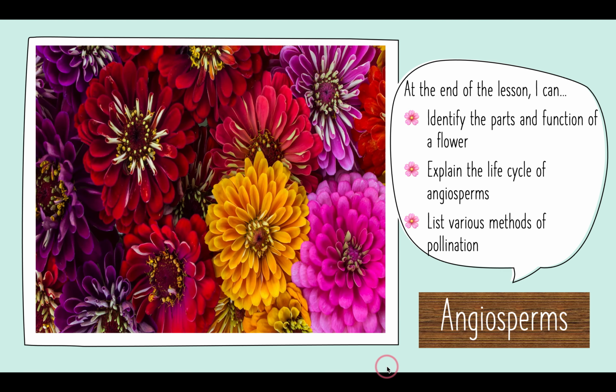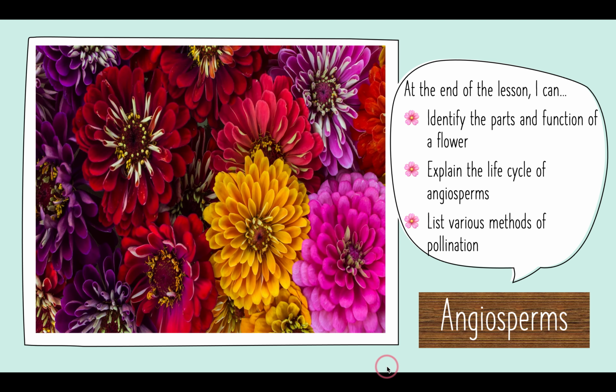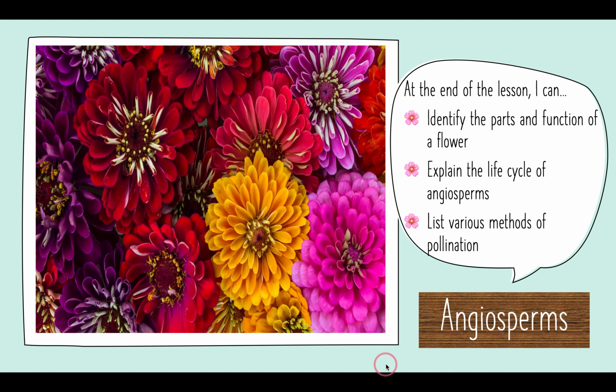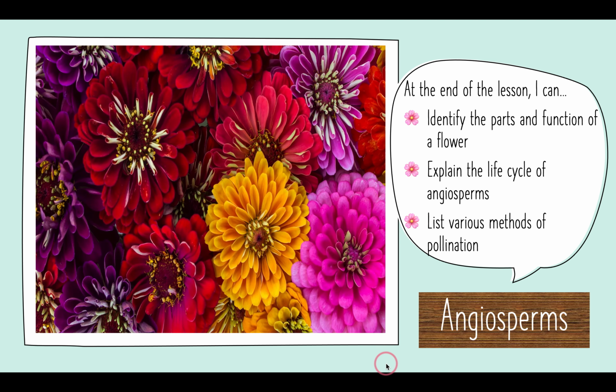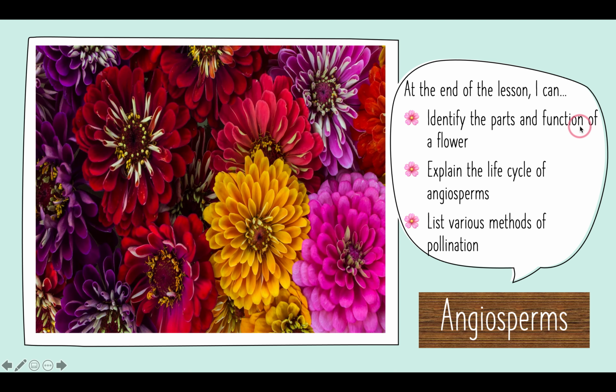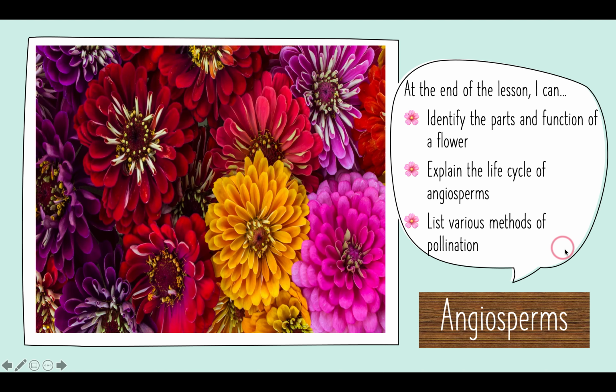Our discussion will center on the largest and most diverse group in the plant kingdom, the angiosperms. Angiosperms are plants that produce flowers and bear their seeds in fruits. By the end of the video, you can identify the parts and function of a flower, explain the life cycle of angiosperms, and list various methods of pollination.